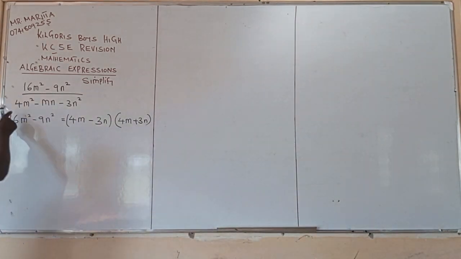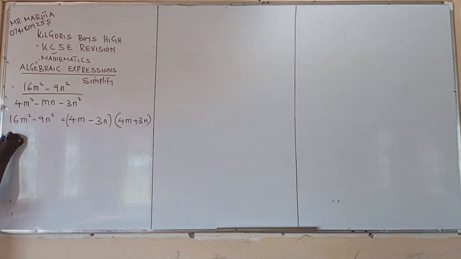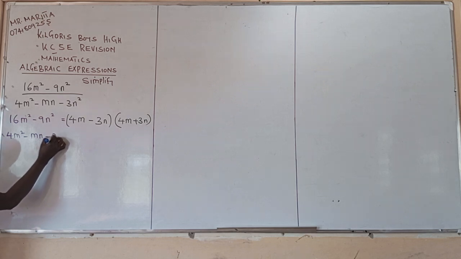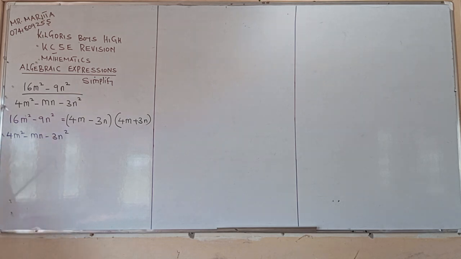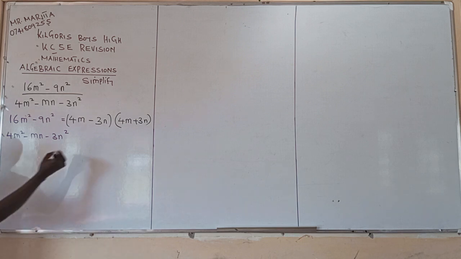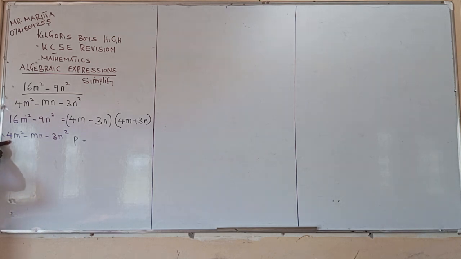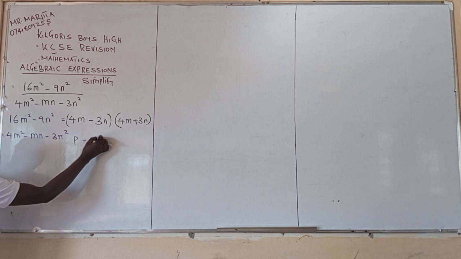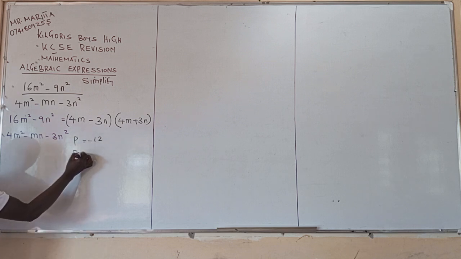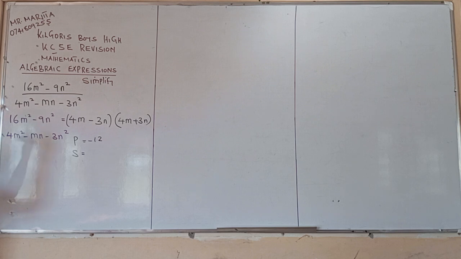Another part now, we have 4m squared minus mn minus 3n squared. So here, first of all we have to get the product. Our product is equal to, the coefficient of m squared is 4, the coefficient of n squared is negative 3. So you take 4 times negative 3, which gives us negative 12. Then the sum is just the coefficient of mn, which is negative 1.